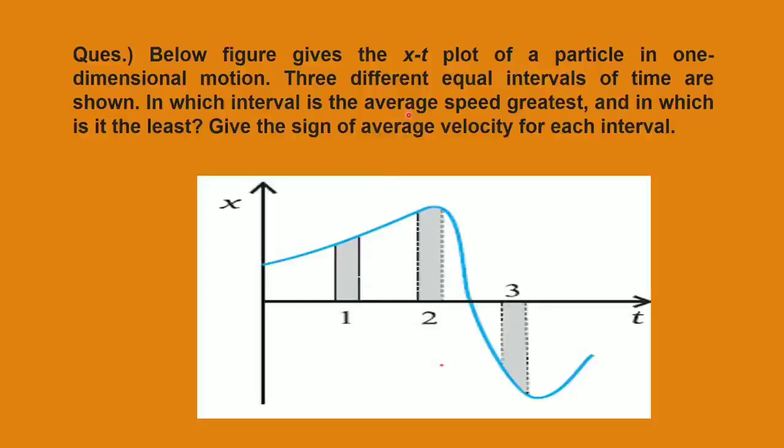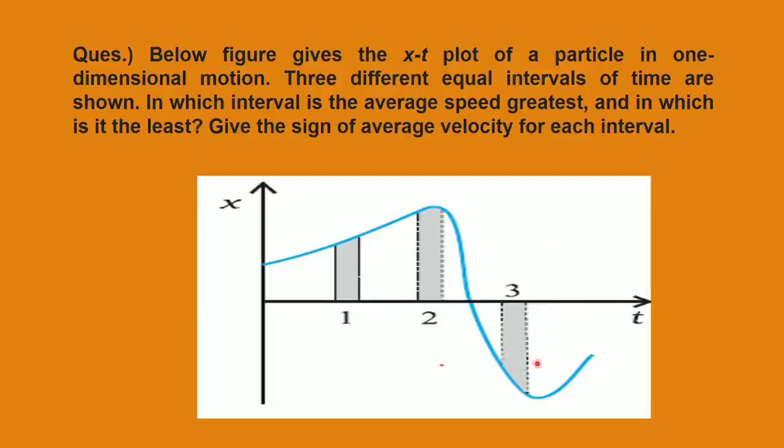In which interval is the average speed greatest? Average speed will be equal to the total distance upon total time. Total time is the same in all three intervals. So it means you have to see the angle theta. The slope of the xt graph gives you speed or velocity. So this is giving you the average speed they are talking about in a given interval. If the slope is more in the third interval, you can see theta is more in the third interval.